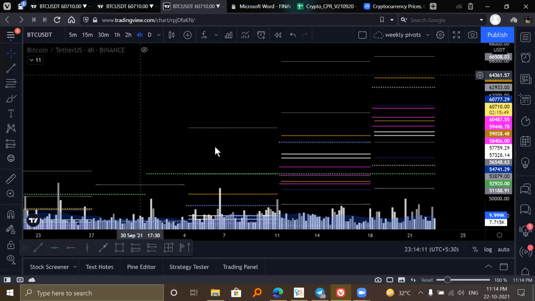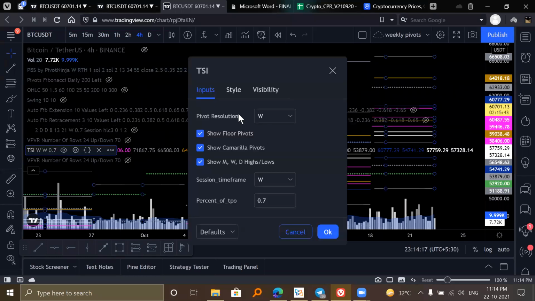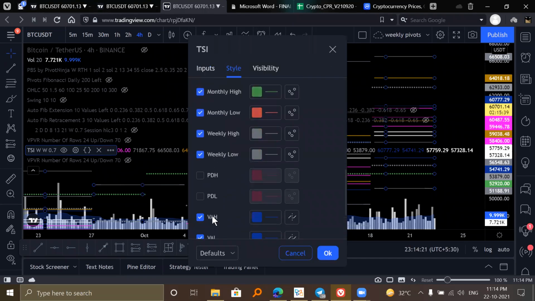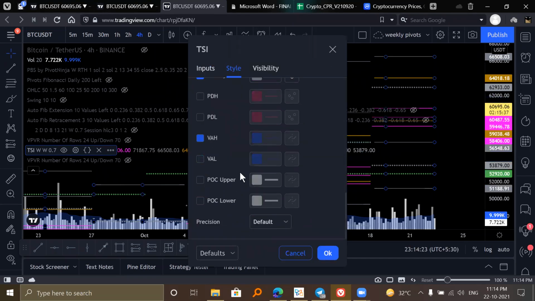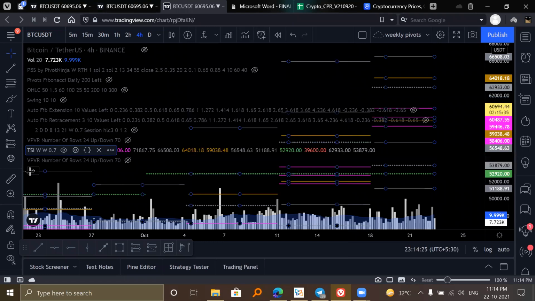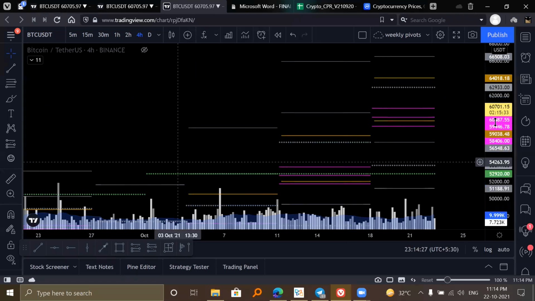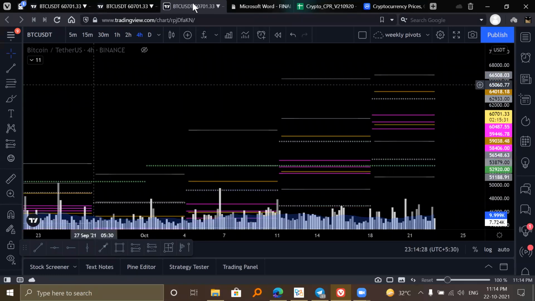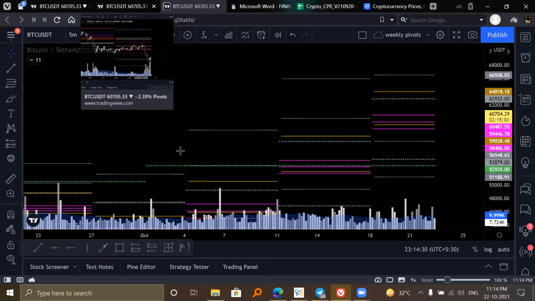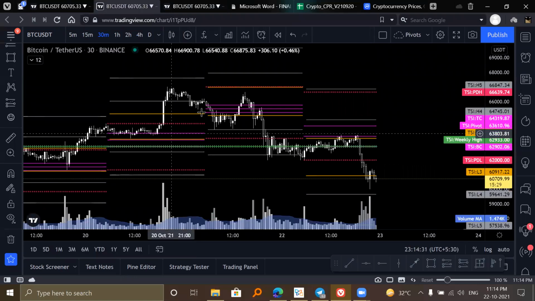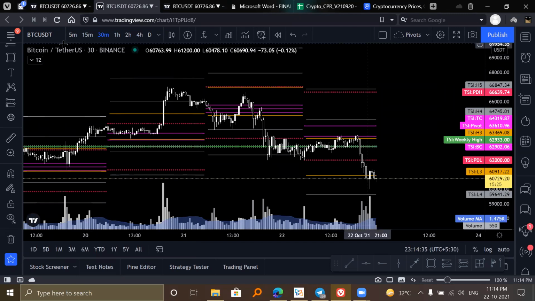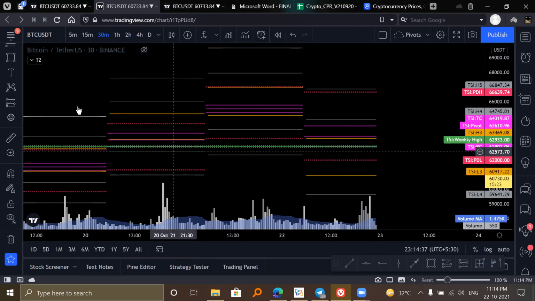Which one you are talking about? Bitcoin USDT. Just open the chart on daily basis. And check whether the pivots are daily or weekly. These are all daily pivots.